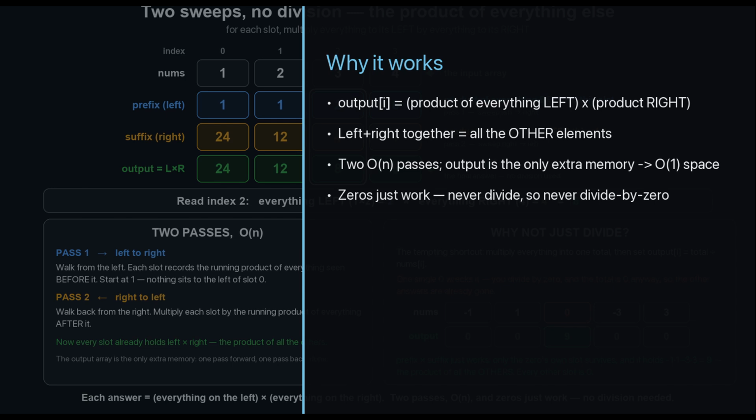Why does it work? Because the product of everything except a slot is exactly the product of everything to its left times everything to its right. And those two groups together are precisely all the other elements. No more, no less. The forwards pass fills in the left products, the backwards pass multiplies in the right products, and each takes a single linear sweep. We reuse the output array itself, so beyond the answer we return, we use only constant extra space. And because we never divide, 0 can't blow anything up, it simply flows through as one of the factors.